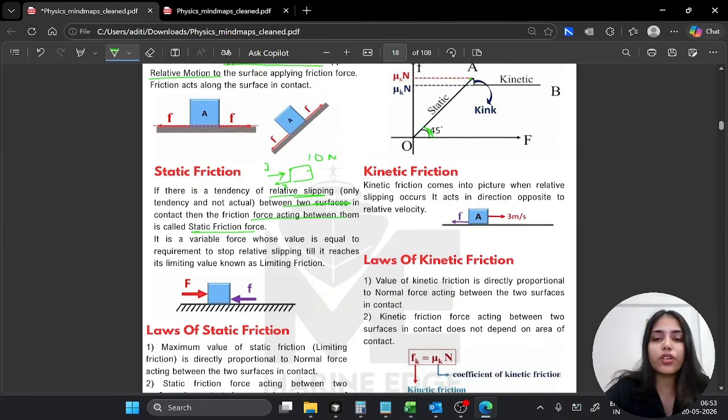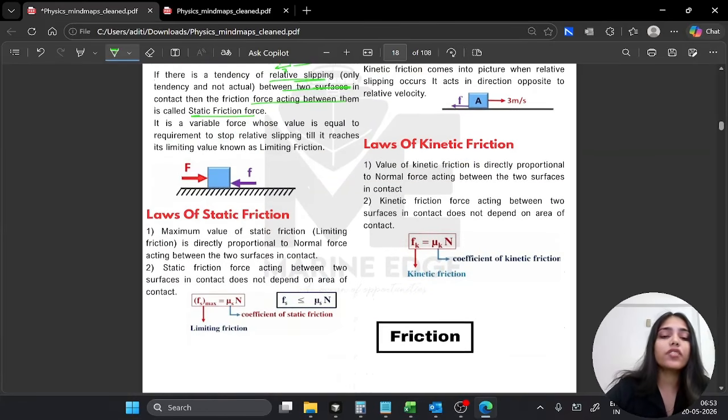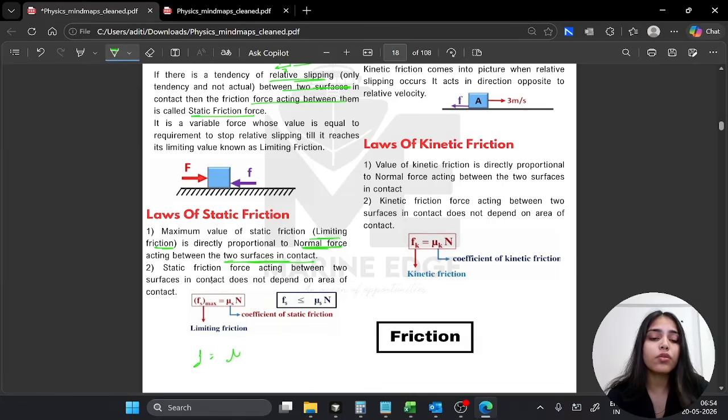Now, moving on. Laws of static friction. The maximum value of static friction is limiting friction, and it is directly proportional to the normal force acting between the two surfaces. And what is the force of static friction? Fs is equal to mu, the coefficient of static friction, into the normal force.